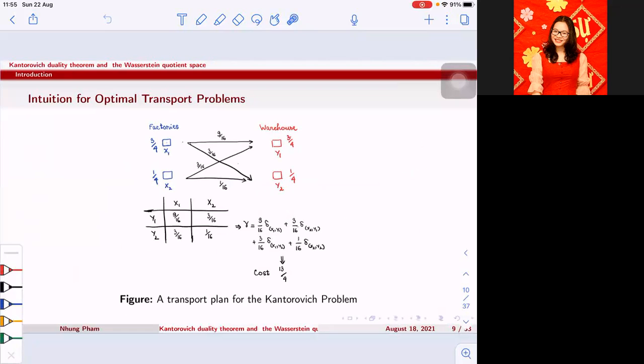The Kantorovich problem sets up the same factories and warehouses, but now we can split the goods on the way. Here's the transport plan for the Kantorovich problem, where we transport 9/16 of the goods from X1 to Y1, 3/16 from X1 to Y2, 3/16 from X2 to Y1, and 1/16 from X2 to Y2. With the same cost per unit mass as in the previous slide, the cost for this transport plan is 13/4.